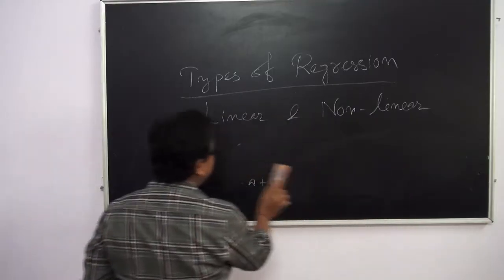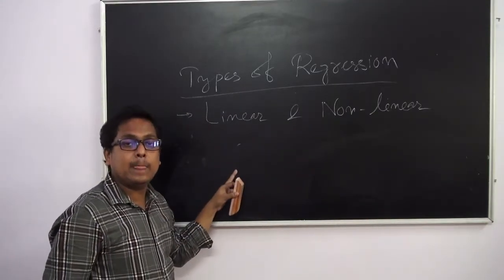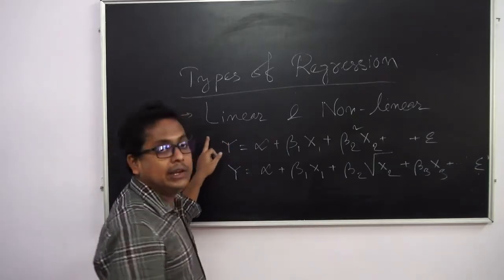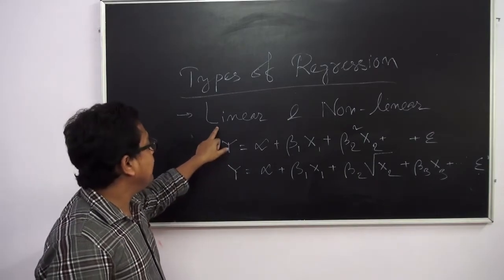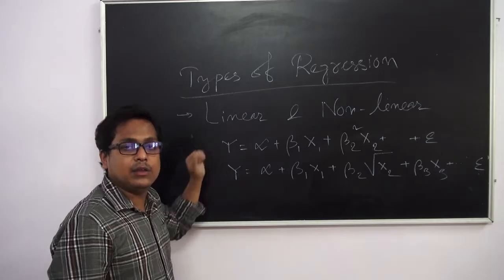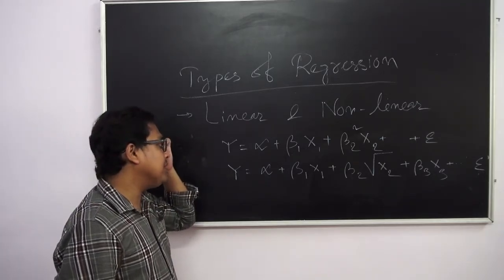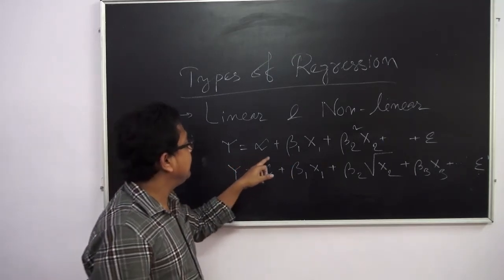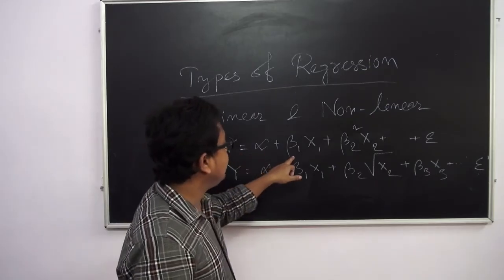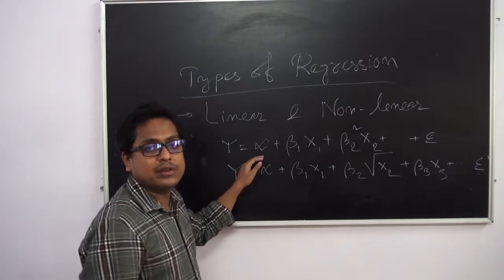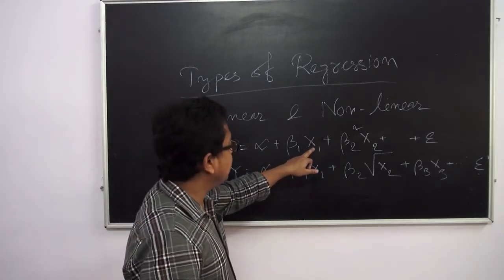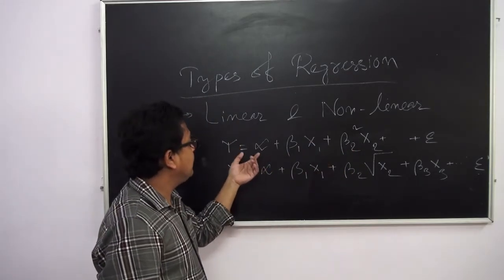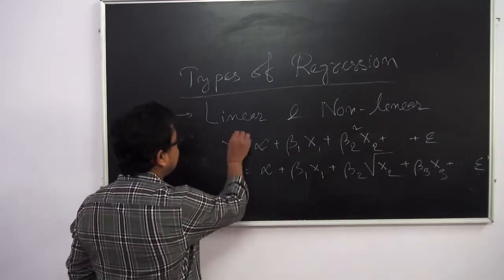Linear may be in parameter and may be in variable. Suppose this is a regression equation. In this case, this alpha, beta 1, beta 2 are known as parameters, and x2 is known as an independent variable, and this is the dependent variable. So here one is parameter and another one is variable. These are variables.